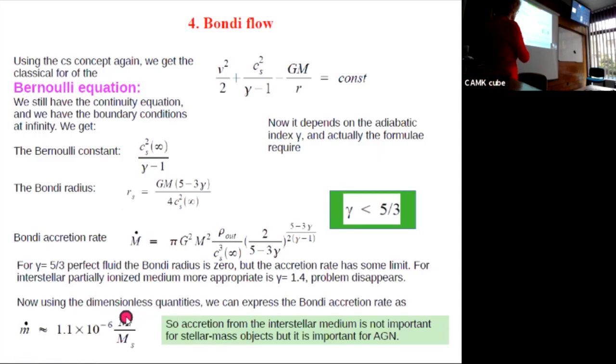On the other hand, if the black hole mass is, for example, 10 to 6 or 10 to 9, it can be important. And this is why this Bondi accretion is considered in the case of Sagittarius A star or elliptical galaxies. And it's really a reasonable source of accreting material.